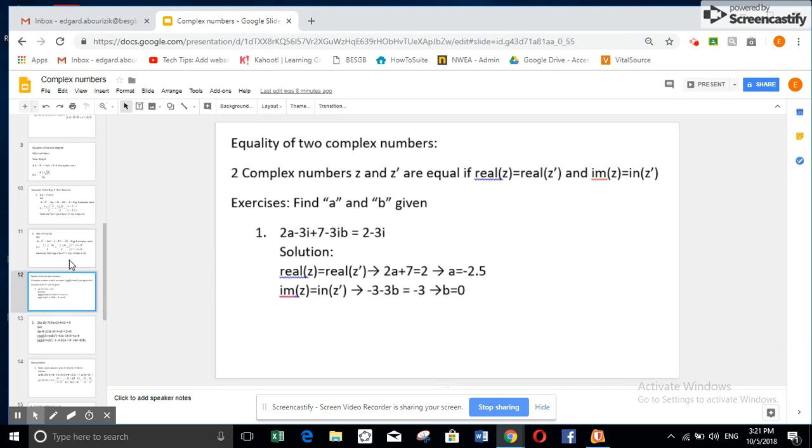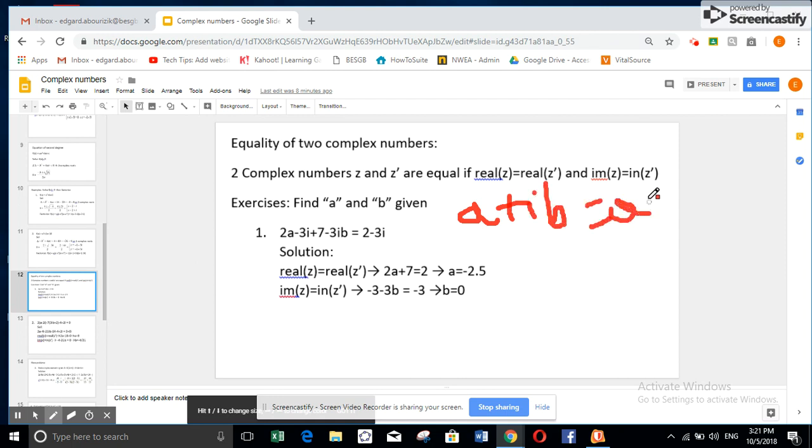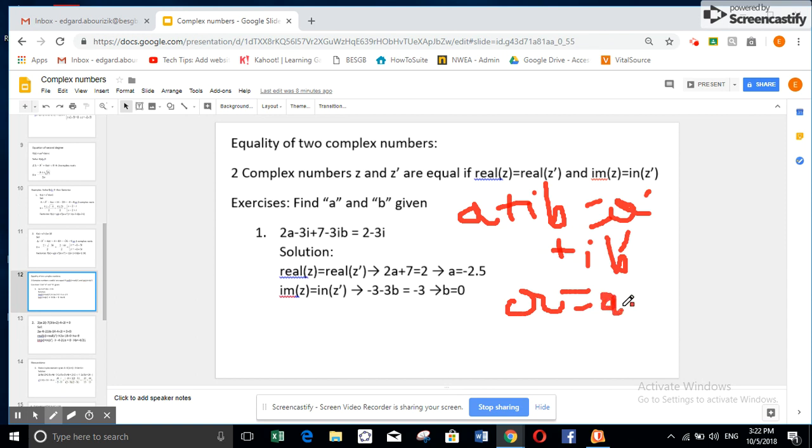Two complex numbers are equal when real equals real and imaginary equals imaginary. So if you have a plus ib equal to a prime plus ib prime, these two are equal when a is a prime and b is b prime. So why am I going to use this? Let us see this problem.